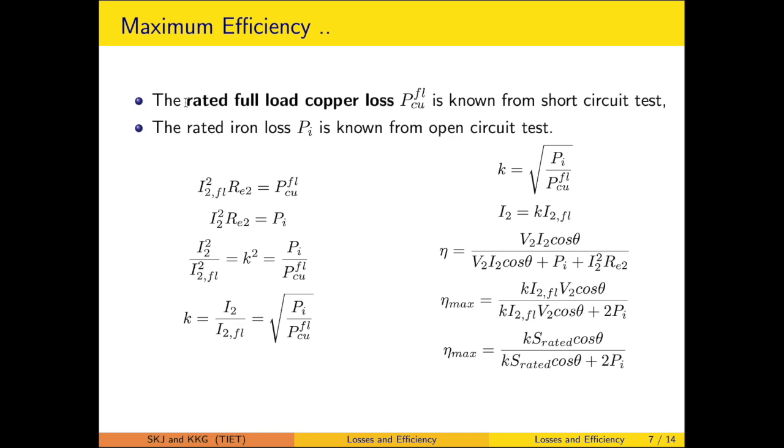Now, if we have a test on the transformer, which will be discussed in the next class, then the rated full load copper loss PCUFL can be obtained from the short circuit test, because this is carried out at the rated current, whereas the rated iron loss is obtained from the open circuit test or the no load test. Please be mindful that this PCUFL is the copper loss at the rated full load current. This rated full load current, multiplied by Re2, gives rise to this PCUFL.